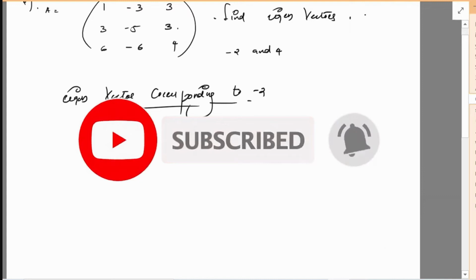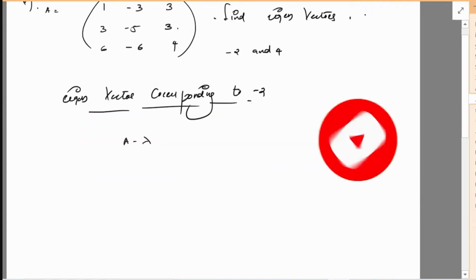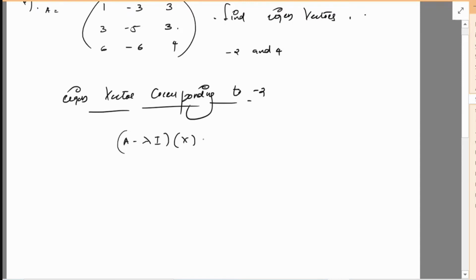So how will we find the eigenvector? We will solve (A minus lambda I) x equal to 0. Here, A minus lambda I, with lambda equal to minus 2, means we subtract minus 2 from the diagonal entries. So the diagonal entries will be 1 minus minus 2, minus 5 minus minus 2, 4 minus minus 2. And the remaining elements will be the same: minus 3, 3, 3, 3, 6, minus 6.